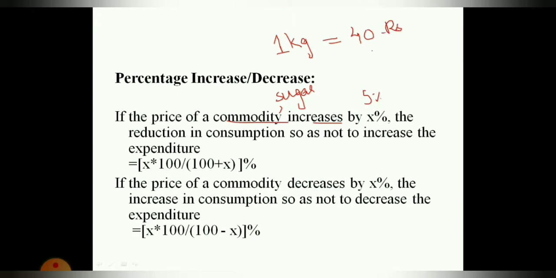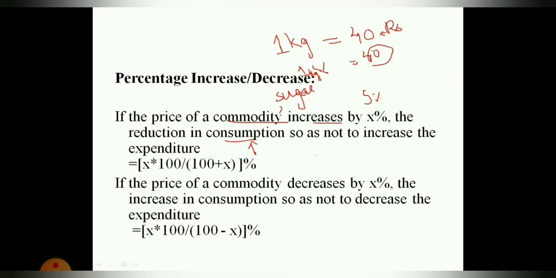Suppose it is 40 rupees, and if the price increases, then with the same 40 rupees we can't purchase 1 kg of sugar, so we have to reduce the quantity that we are purchasing. If the price is increased by 5 percentage, for 40 rupees we won't get 1 kg of sugar, so we have to reduce the consumption or the quantity that we are going to purchase. So how can you calculate that reduction in consumption? It can be calculated using x into 100 by 100 plus x percentage.